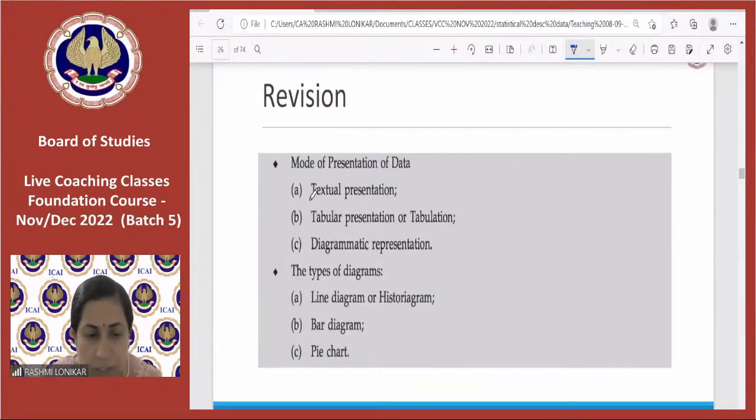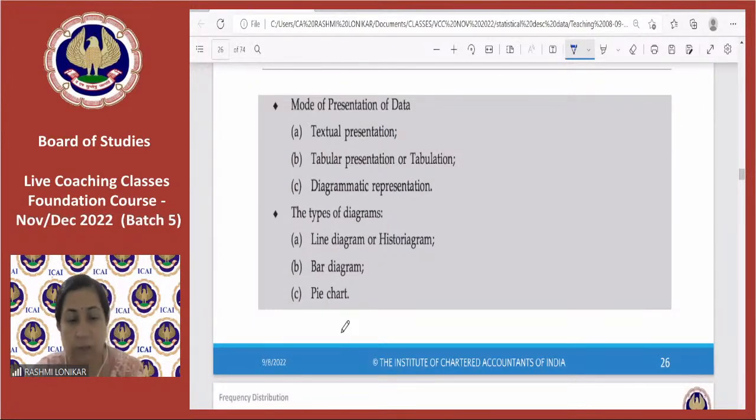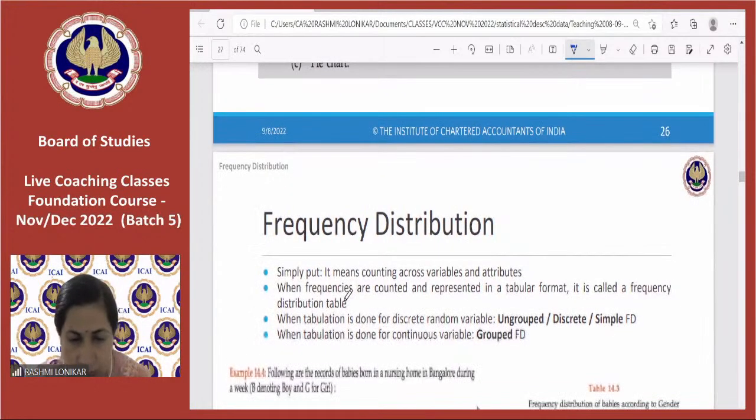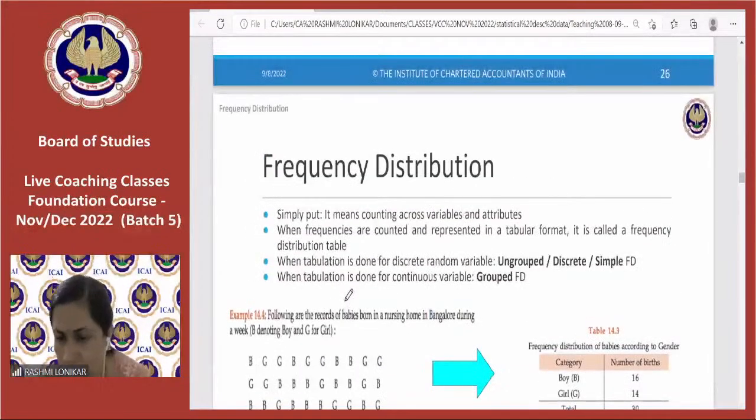So what we have done till now is textual presentation of data, tabular presentation, and diagrammatic presentation. The types of diagrams may be line diagram, bar diagram, and pie diagram. These are some of the types of presentation of data we have done. Before we go into the next, the calculation aspect, I hope you've understood till now.